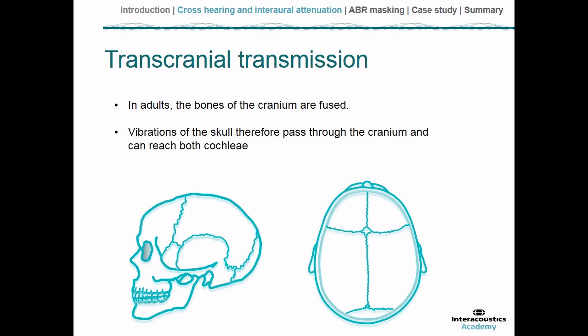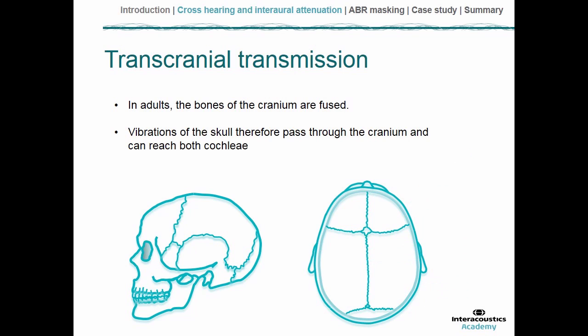Now, in this first slide here, I would like to just establish the phenomenon of transcranial transmission. As we can see from the schematic, the bones of the skull, and in particular, I'm interested in the cranium, the part of the skull that actually holds the brain. And in the adult skull, as we're shown in this schematic, the various bones of the cranium, as you can see from this top-down view, are knitted and fused together along these suture lines.